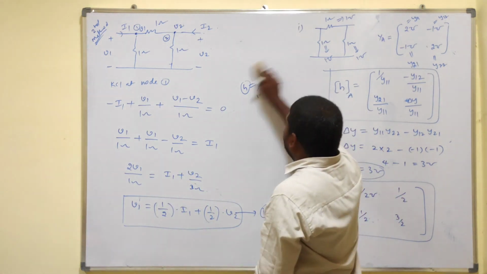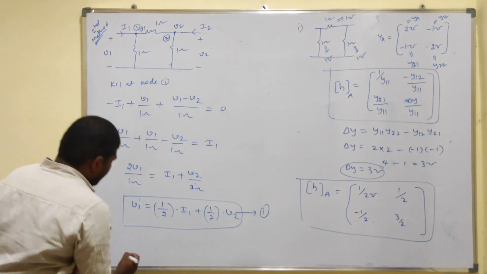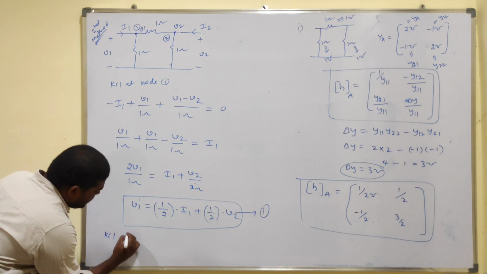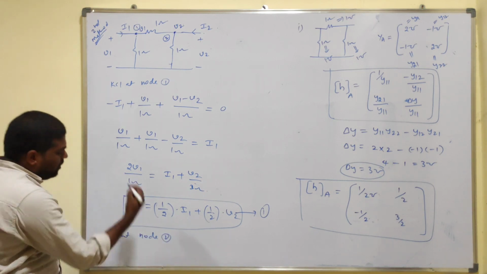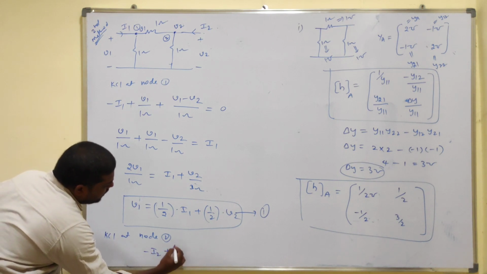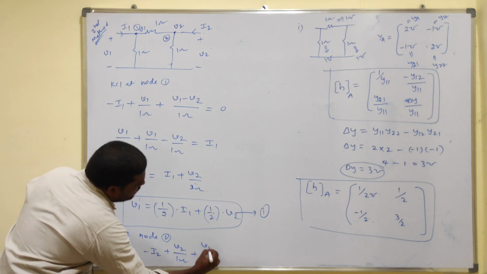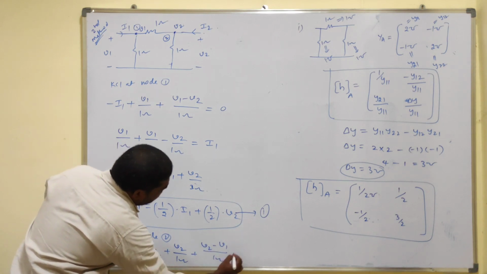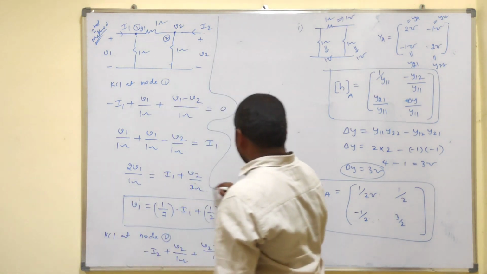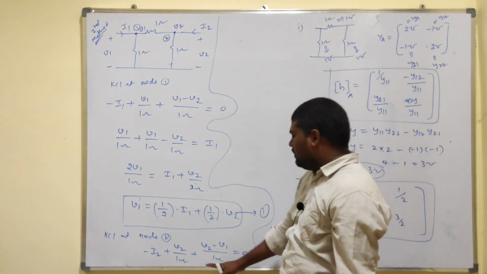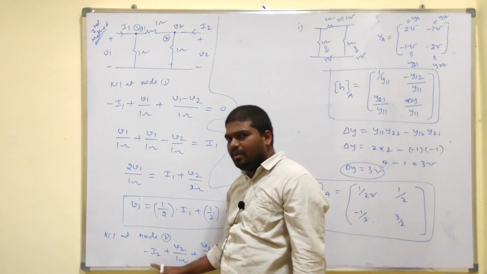Now the second one. So KCL at node 2. Then what you will get? Entering current minus I2 plus V2 by 1 ohm, plus V2 minus V1 by 1 ohm equals 0. Now simplify this equation. We just want I2, this is the dependent variable.